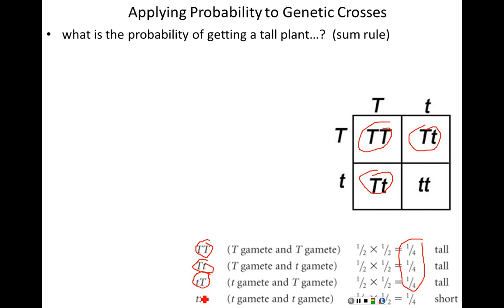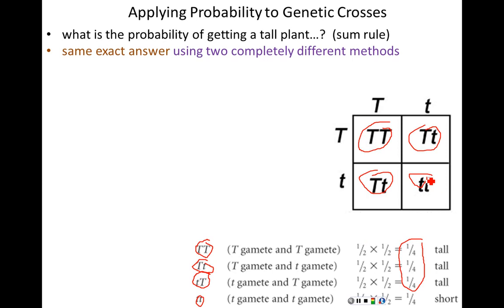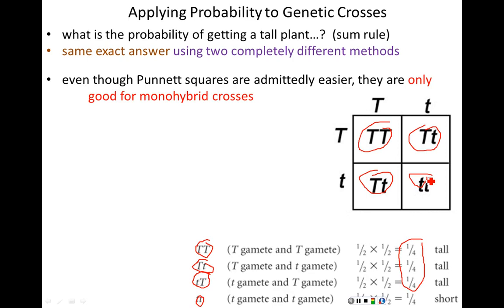And then finally, of course, we can have the homozygous recessive making up 1/4. So you get the same exact answer using Punnett squares and probability, using two completely different methods, demonstrating that the probability method works.